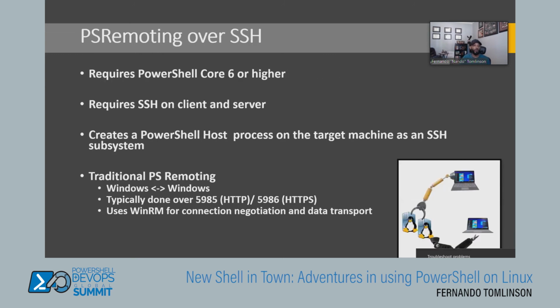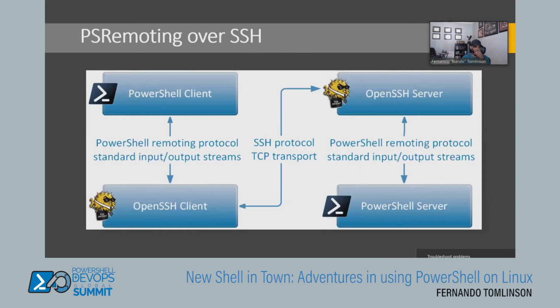From a PowerShell over SSH perspective, this is going to require PowerShell Core 6 or higher. We can do Linux to Windows or Windows to Linux. There are a couple of caveats associated with it. Traditionally, from a PowerShell remoting aspect, we think of 5985 and 5986 as the default ports. But since we're using SSH, that's all going to run over SSH.